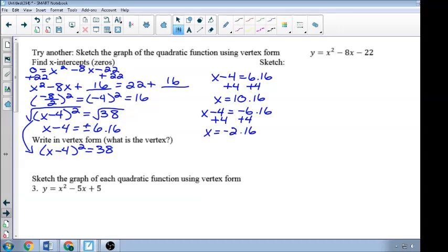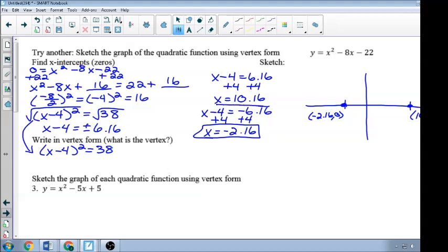Now, when it says sketch, it doesn't have to be perfect. So we're just going to make ourselves a little coordinate plane. I'm going to come over here and call this (-2.16, 0). I'm going to make a point over here and call it (10.16, 0). It doesn't have to be perfect. Just needs to be there. So I have my two x-intercepts.